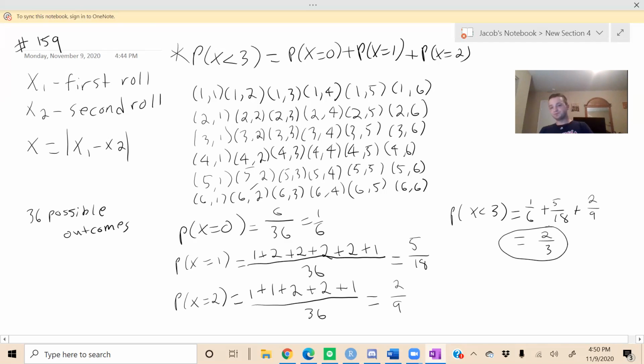All right, so that's just a quick little solution to exam P sample problem 159. This just deals with a lot of basic probability and possible outcomes.